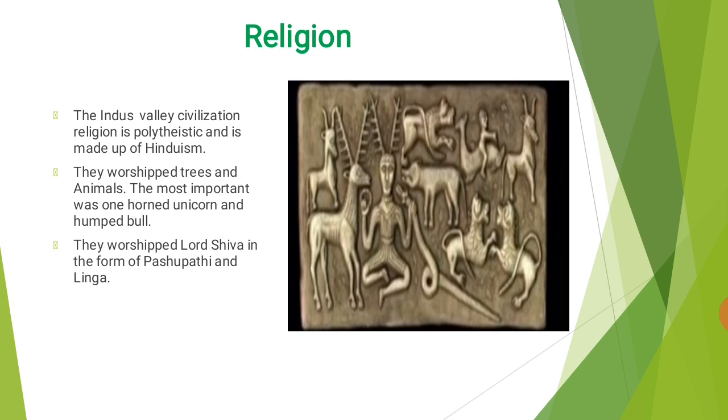Religion. The Indus Valley people believed in polytheism. Polytheism means worshipping multiple gods, but they were believed in Hinduism itself. They worshipped trees and animals. That says that they were nature worshippers. The most important were the one-horned unicorn and the humped bull.